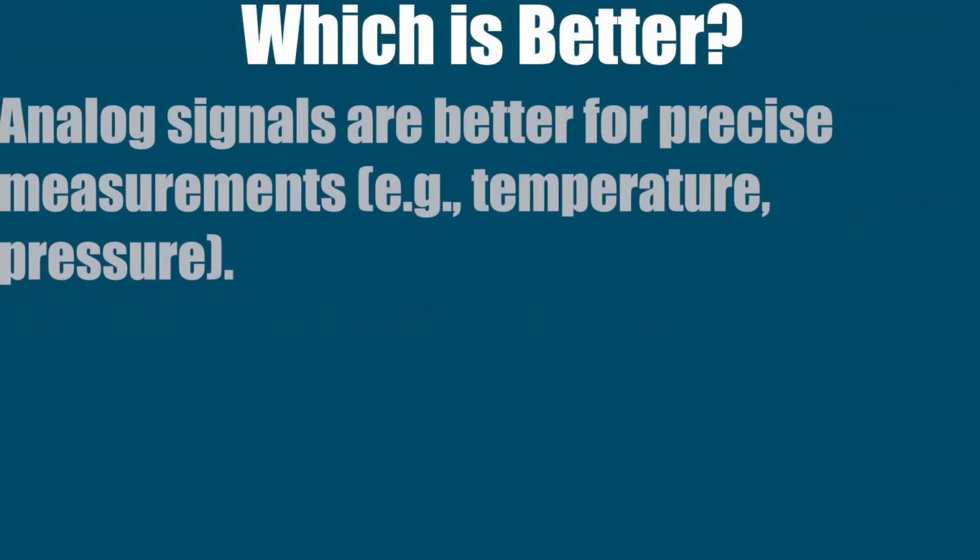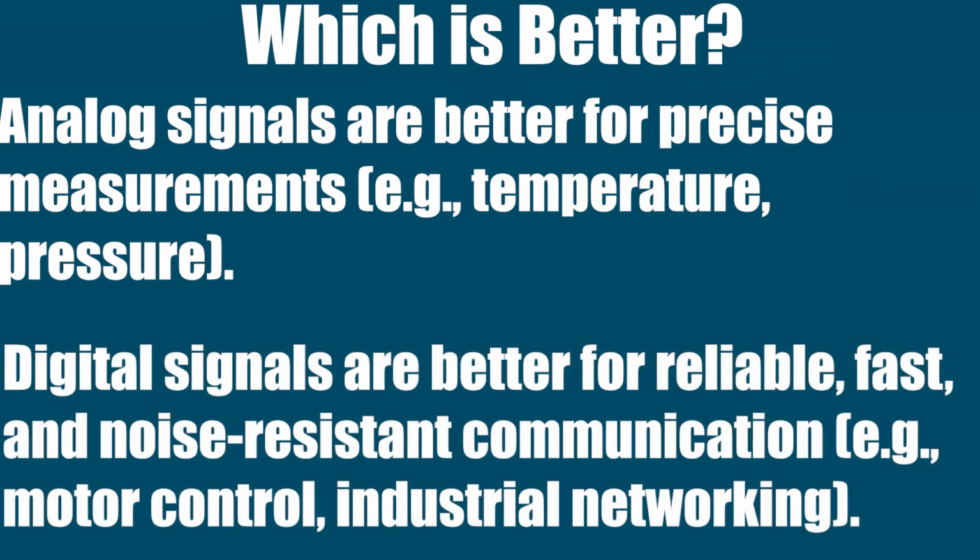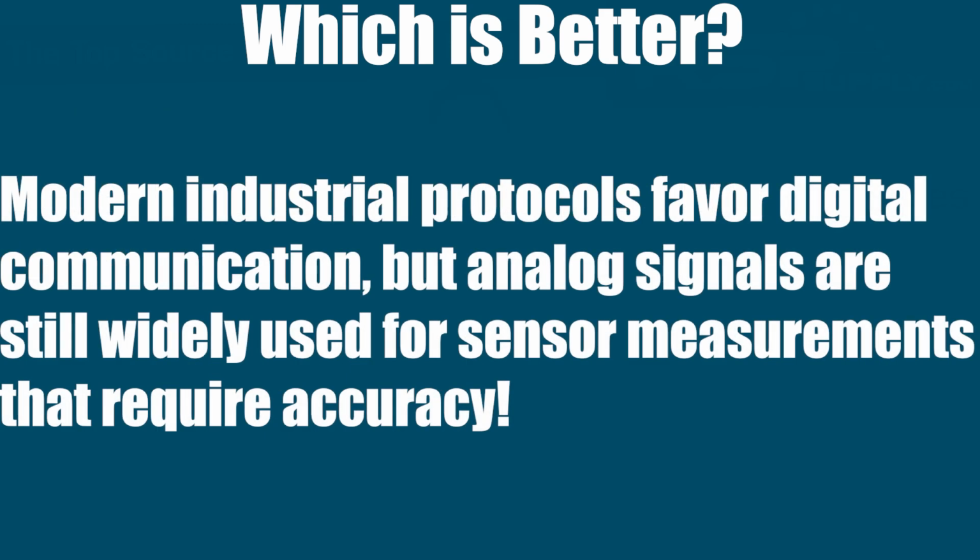Which is better? Analog signals are better for precise measurements like temperature and pressure. Digital signals are better for reliable, fast, and noise-resistant communication, like motor control or industrial networking. Modern industrial protocols, they favor digital communication, but analog signals are still widely used for sensor measurements that require accuracy.